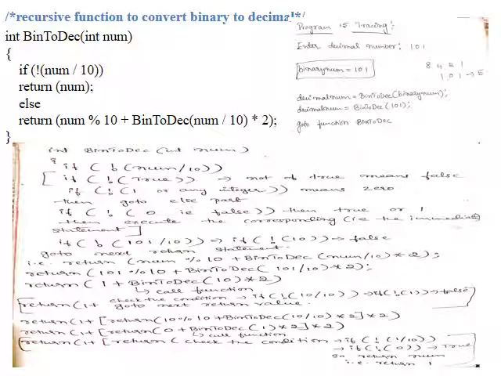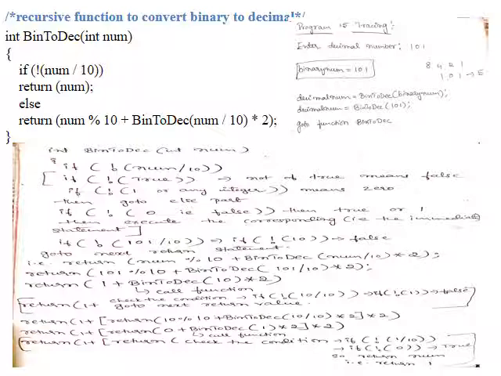Now the entire statement becomes return of 1 plus return of 10 modulus 10 plus binary to decimal of 10 divided by 10, into 2, whole into 2. Just substitute this into the previous statement and evaluate the entire thing. That is return of 1 plus return of 0 plus binary to decimal of 1 into 2 into 2. Again we have one more recursive call in this statement, that is binary to decimal of 1.